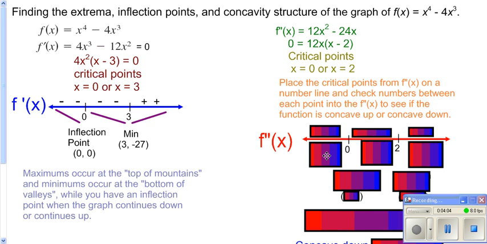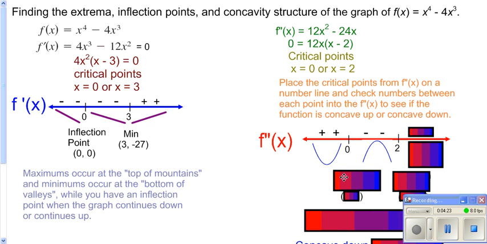Check a number in each region here. We'll try a -1 into here. A negative times a negative is a positive. So we get our happy face. Try a number in between, say 1. It'd be a positive here times a negative, so it'd be a negative. So then we end up with a sad face, meaning it's concave down there. Try a number over here to the right, say 3. 3 here, 3 here, they're both positive, so we get a positive answer. So we're back to a happy face, meaning concave up.